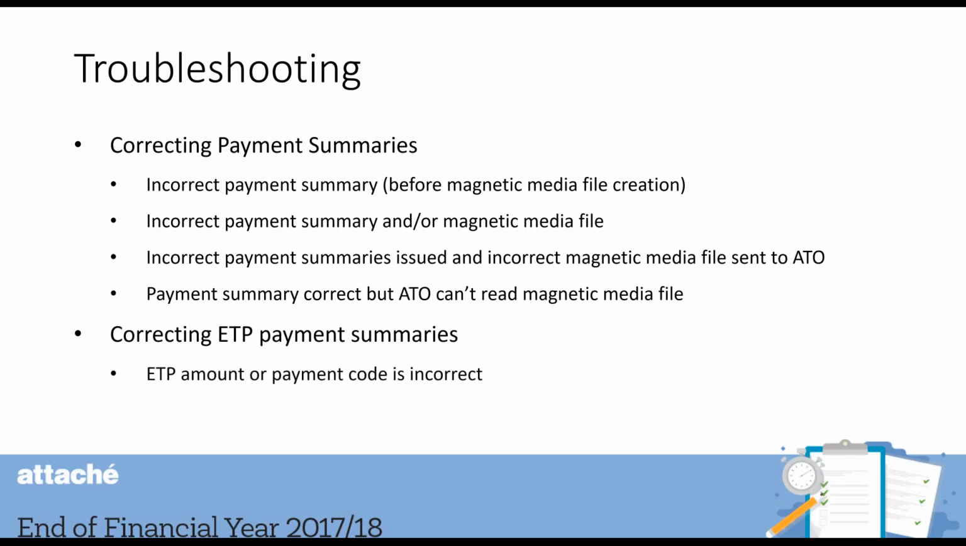So the first one is the ETP amount or the payment code is incorrect. For this, you must create the ETP payment summary and reverse the ETP transaction using adjustment pay. You can then re-enter the ETP with the correct details. Now, help on how to do these is available in the Help Centre.